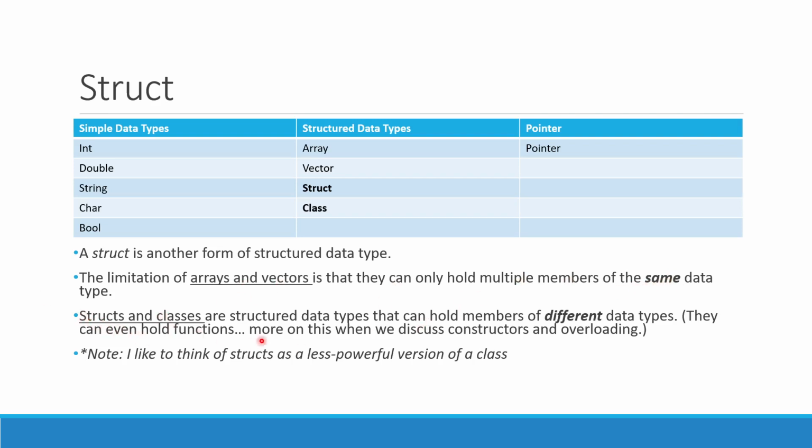Structs and classes are structured data types that can hold members of different data types. So it doesn't have to be all strings or all ints. You could have one member that's a string, one member that's an int, and so on. And the way that we do it is that we would define what these structs or classes are. And I put a little note on the bottom here. I like to think of structs as a less powerful version of a class. Okay? So bear that in mind.